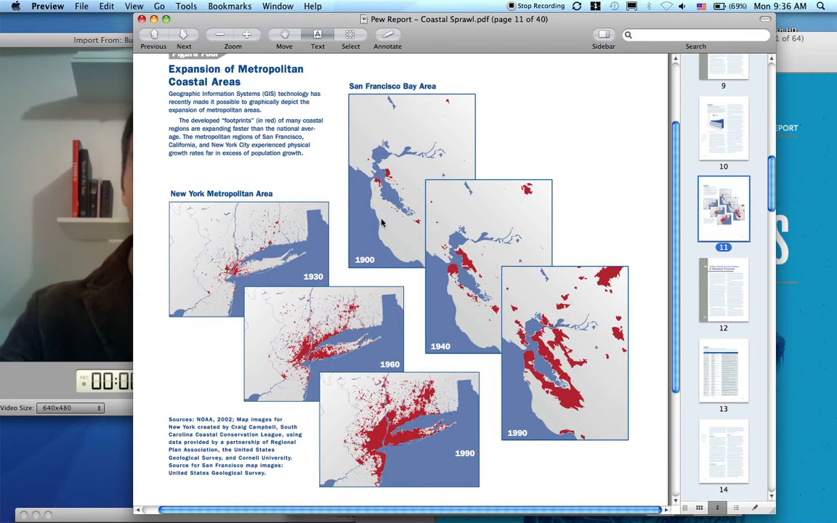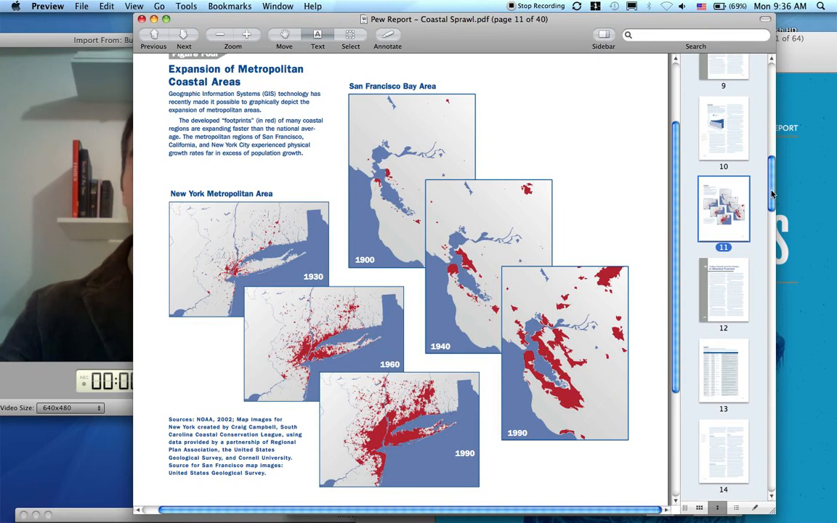Here we have San Francisco 1900. You see a small footprint, 1940 expanding, and then 1990 considerable footprint around the Bay Area. Same thing with New York, 1930. Here we see some small areas with populations. 1960, much larger, and then 1990, quite an impressive footprint over that area.